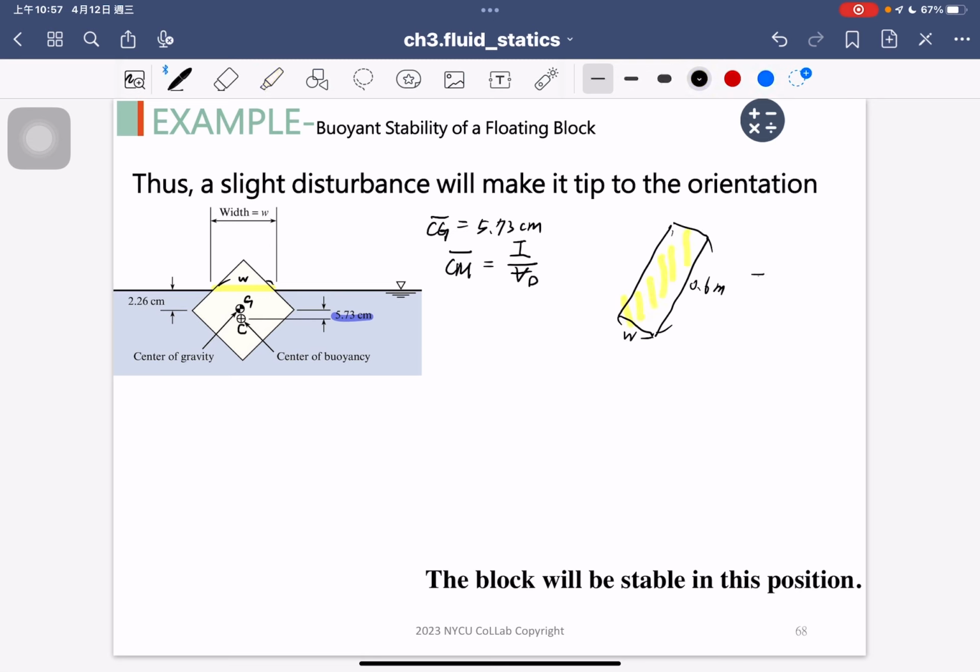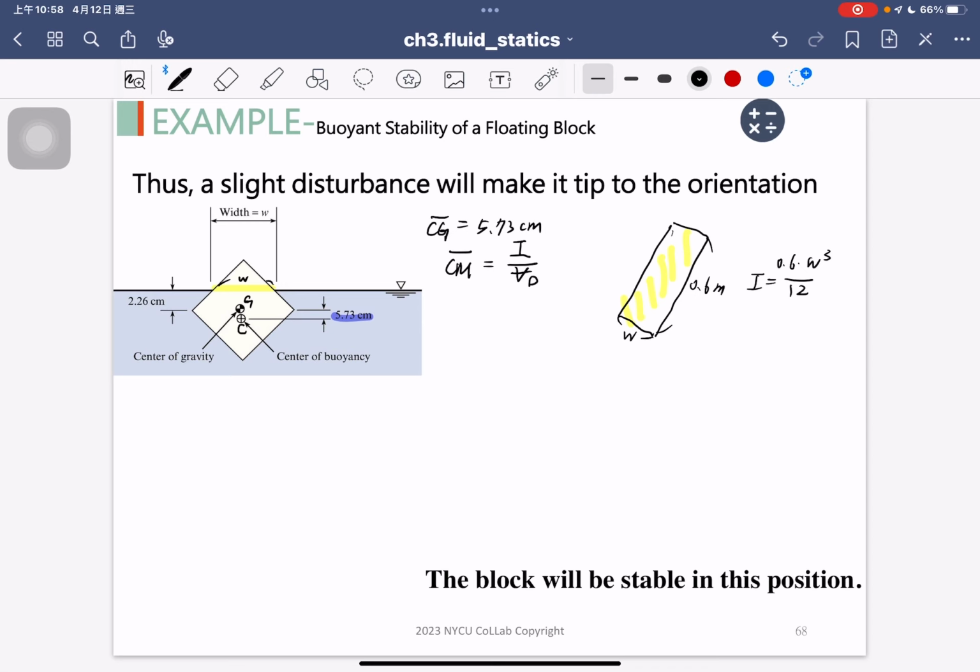And then we can compute the I, which will equal 1/12 times 0.6 and the W cubed, right? But right now we didn't know how large the W length is. So how can we know the W length?